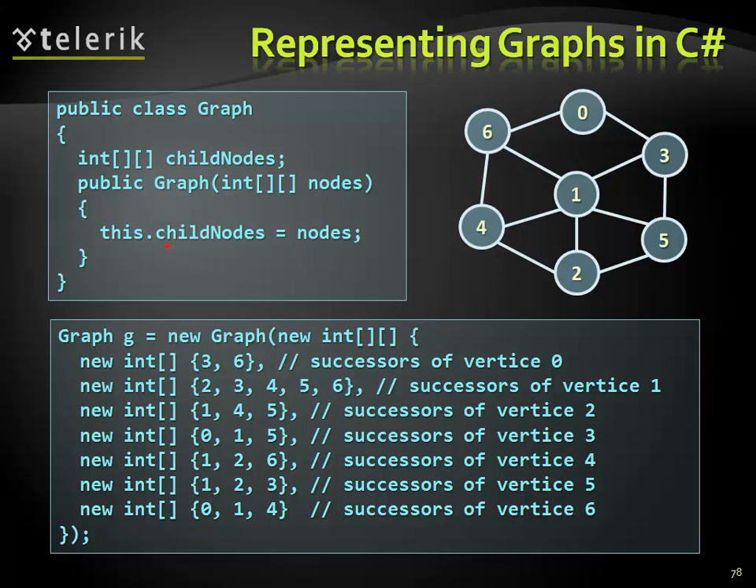How can we make a graph? Well, first option, child nodes for a graph. Personally, I wouldn't make a graph like this. How I would make a graph? I'd make a list of vertices, and each vertex will have a list of neighbors. That's it. That's a graph.